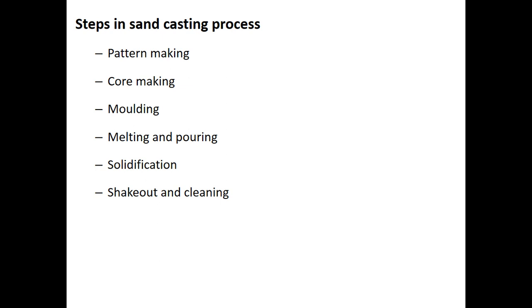So if you want the casting to be hollow, we use additional patterns called cores. The core acts as an obstruction to the molten metal flow. That is, wherever you put the core, the molten metal will not come and fill that region. As a result, you will get a hollow casting.